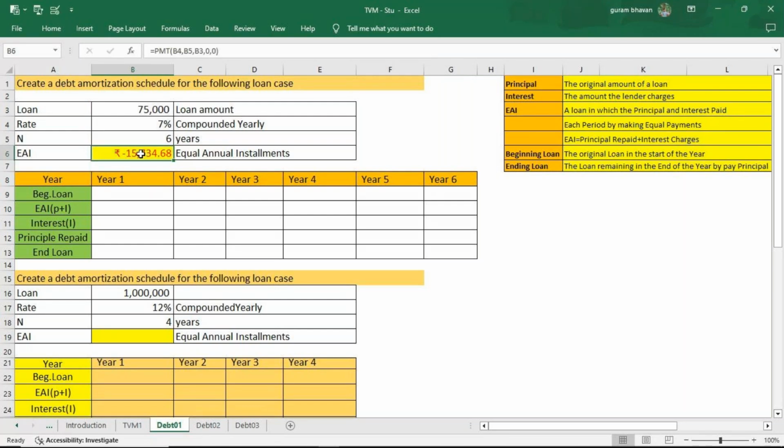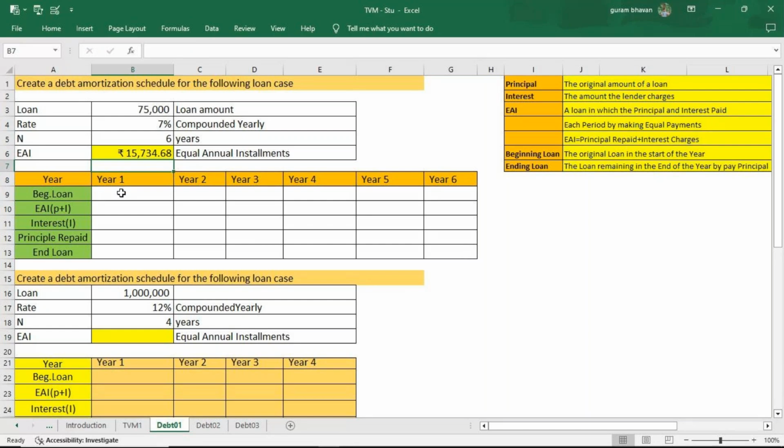Okay. So for further calculation, I cannot take this negative value. So for that, what I will do is I'll just put minus in the beginning of the PMT. So after equals, I'll put minus. Okay. And press enter. Now the value is positive. So now let's see how to build the debt amortization in Excel.